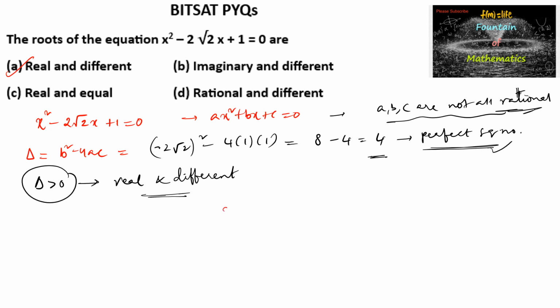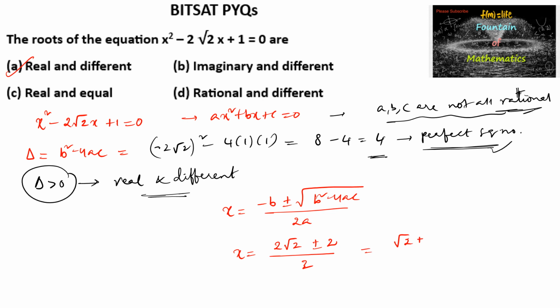And even we can find the roots. x is equal to minus b plus or minus under root of b square minus 4ac divided by 2a. So when we are doing it, minus b, that is 2 root 2, plus or minus the root of 4, that is 2, divided by 2 into 1, 2. So we can write root 2 plus or minus 1. So here we can say that one root is root 2 plus 1 and another root is root 2 minus 1. They are not rational, they are irrational numbers. So real and different.